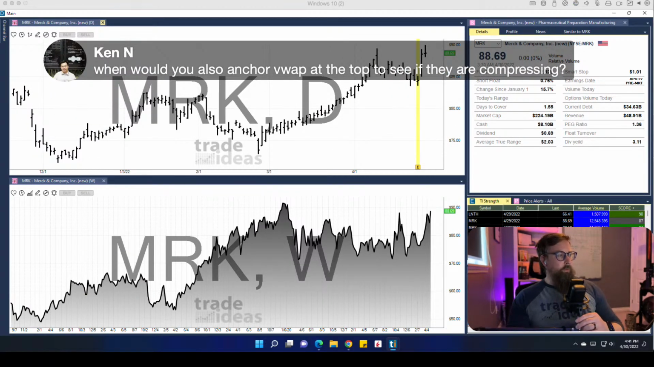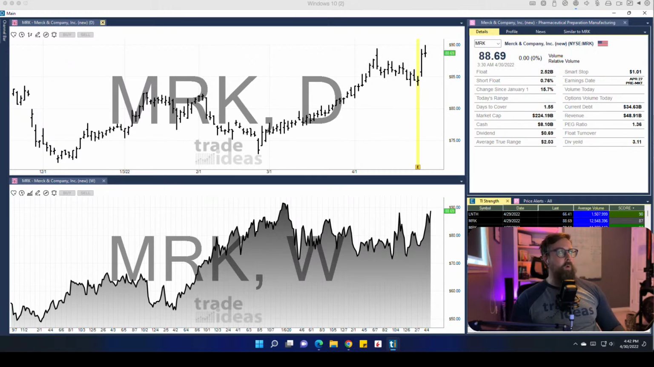When you also use anchored VWAP from the top to see if it's compressing. Well, if I'm just looking at resistance from the top, I do that all the time. But for that case, I'm basically just saying the market's obviously going down. I'm not really concerned what's above us right now. I'm concerned with what's below us, just because of how awful the whole market looks.